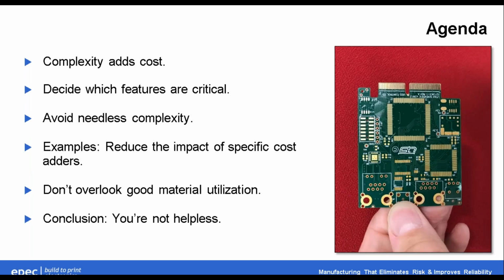So our agenda will be to describe how complexity adds cost, then show that you want to decide which features are critical early in the project, learn to avoid needless complexity, and then we'll have some examples where we reduce the impact of specific cost-adding features of your board. At the end, we'll have something about material utilization, which is very important, and then the conclusion that I hope by the end of the webinar you'll realize you're not helpless as far as your costs go.